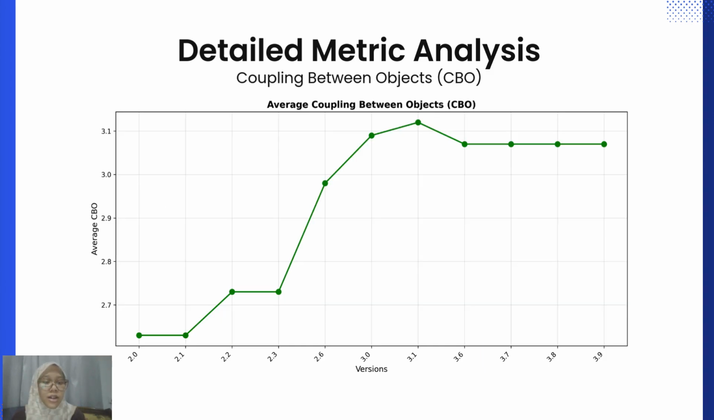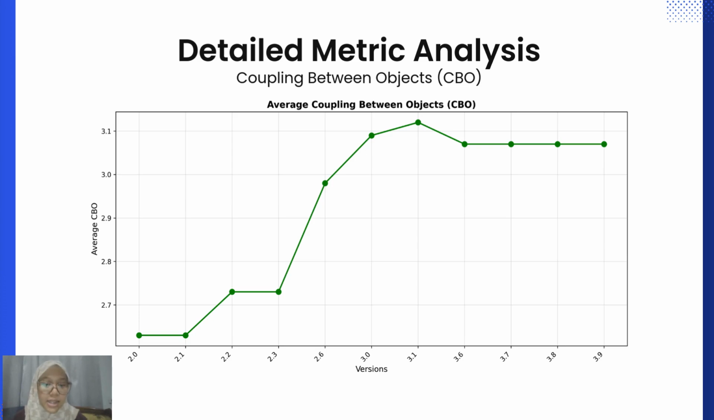Okay, for coupling between objects, overall it shows an increase of 18.6% from 2.63 to 3.07. Interpretation: the increasing CBO trend indicates growing dependencies between classes. While the values remain relatively low, below 4, the trend suggests increasing coupling, which may impact maintainability and testability.